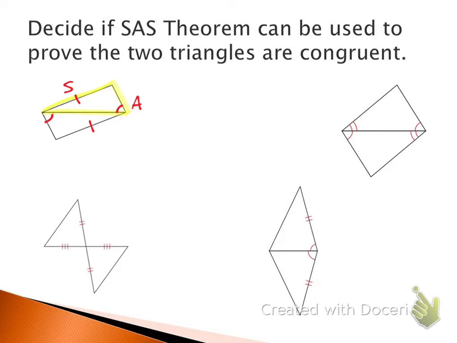Is there anything else that is understood congruent in this picture? Yes. They share a side, yes? So the length of the side in the top triangle is the same length as that side in the bottom triangle, yes? So go ahead and mark. Put an S there. So, do we have side, angle, side? Here are my two sides. Is my angle between the two sides?